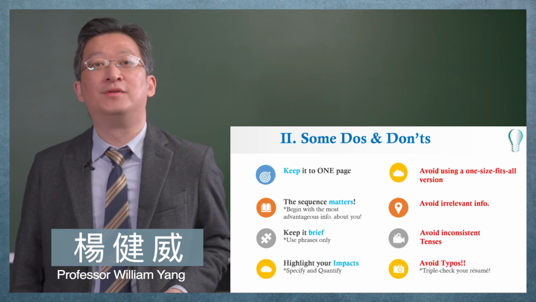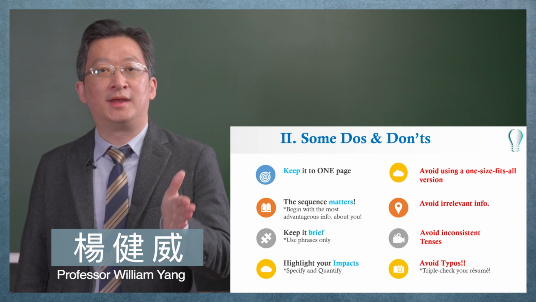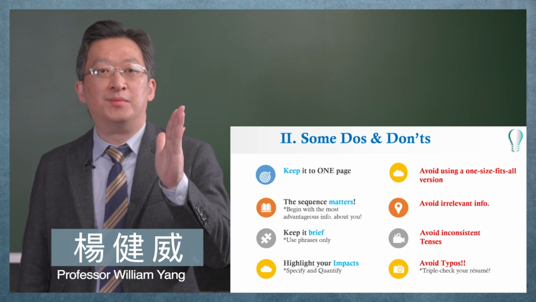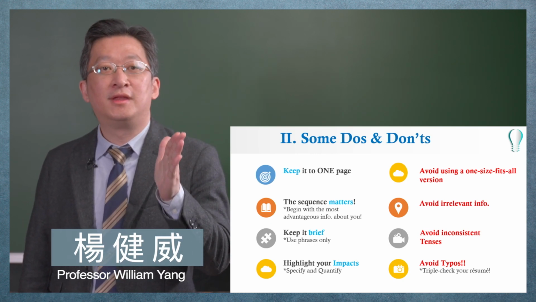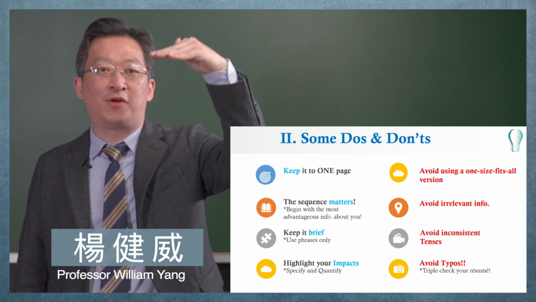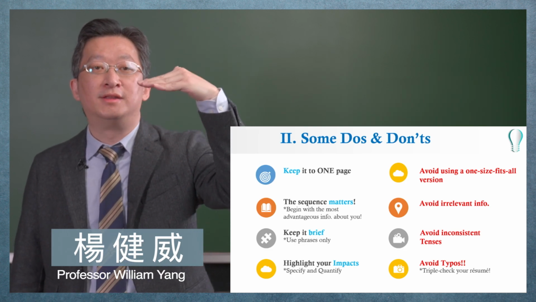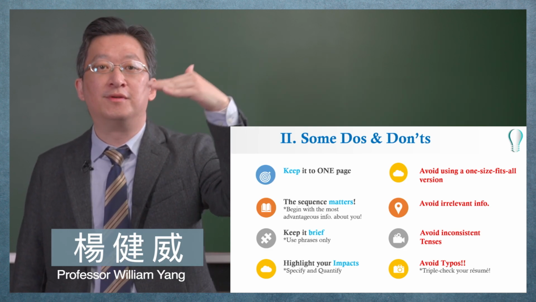Now, the second do, the sequence matters. So when you arrange the items on the resume, you place the most advantageous information about you at the top of the resume. Because we read from the top to the bottom, so you want to make sure that the readers can find the most advantageous information about you first.